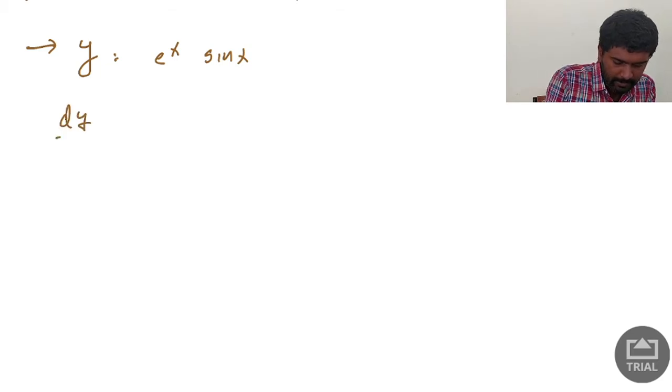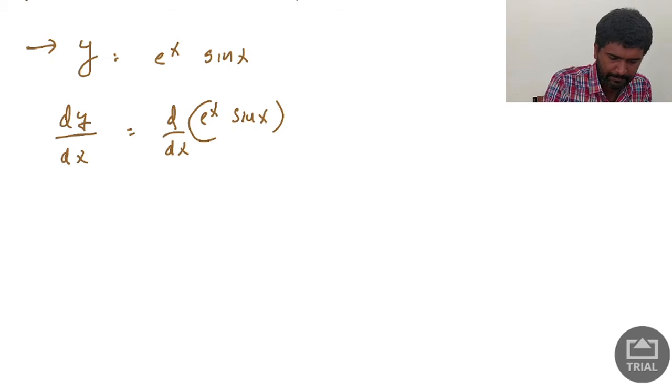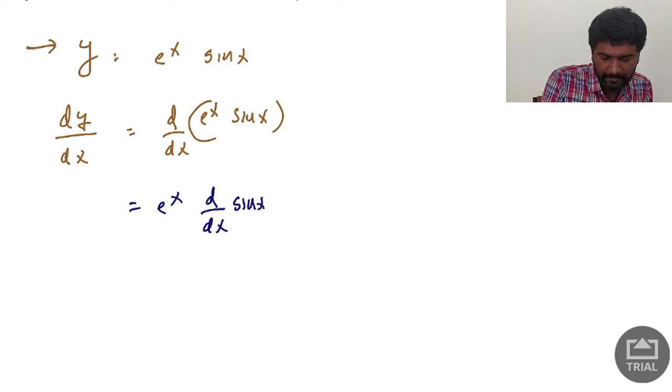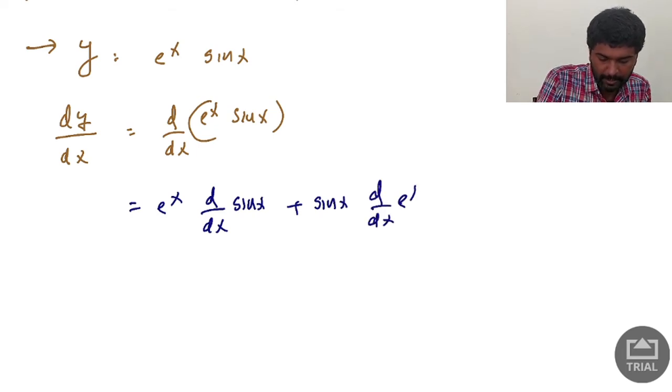Now dy by dx will be d by dx of e power x sin x. So this is like d by dx of f of x g of x. So when you have such a situation, you first fix one function constant, then differentiate the second, plus fix the second function constant, do differentiation for the first one. So in this, I am fixing e power x common, then let us differentiate sin x. Next time I will fix sin x common, then I differentiate e power x.